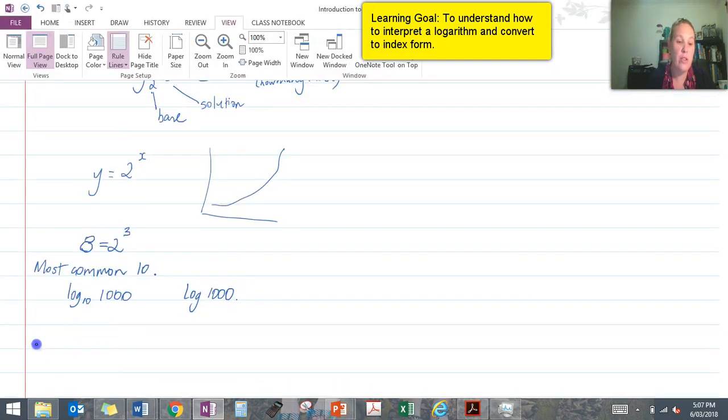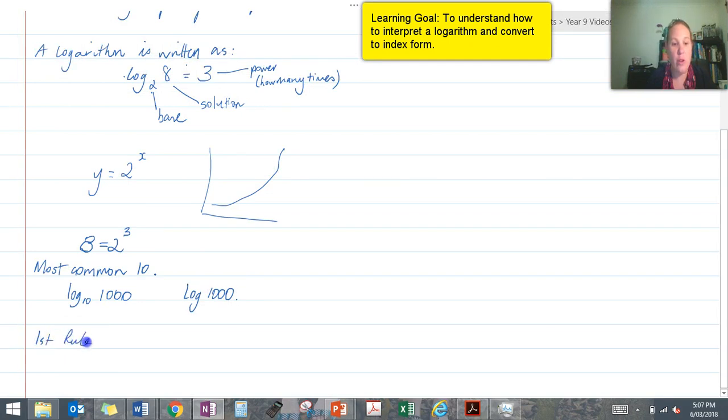So the first rule we're going to learn about for logarithms is how to convert between our logarithmic form and our index form, or exponential form. The general rule is that log to the base a of y is equal to x, and that is also the same as representing y equal to a to the power of x, where a is greater than 0 and y is greater than 0. Alright, let's have a look at that in practice.